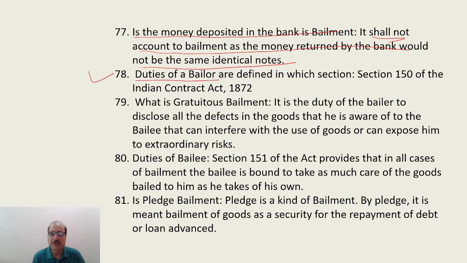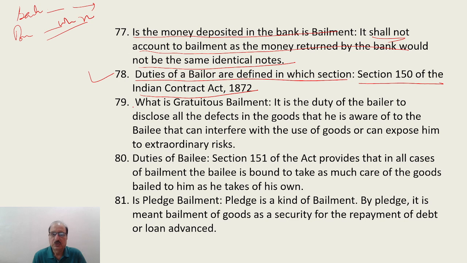Question number 78. The duties of the bailor are defined in which section? Section 150 of the Indian Contract Act. So who is the bailor? The bailor delivers the goods, who is the owner and delivers the goods, and the bailee is who receives the goods.